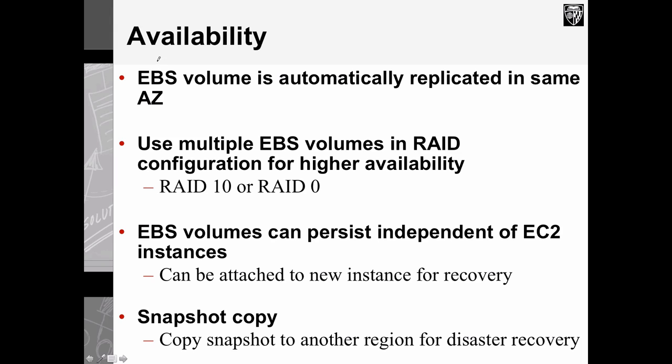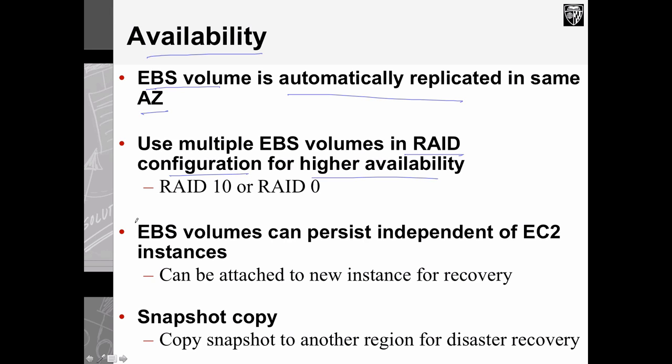The next concept we want to talk about is the availability of our EBS volumes. Like we discussed in the previous section, the data that we copy onto EBS volumes is automatically replicated in the same availability zone. If you want to have better performance and better availability, you could use them in a RAID configuration to improve the availability of our EBS volumes.